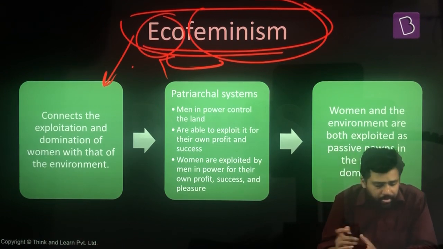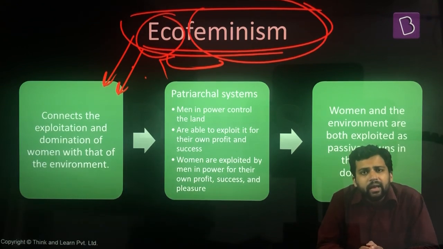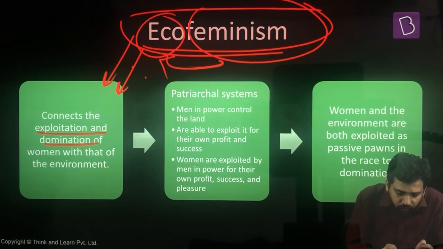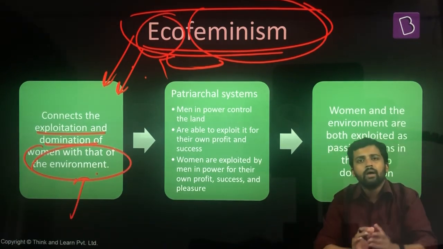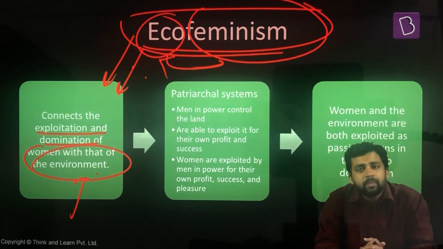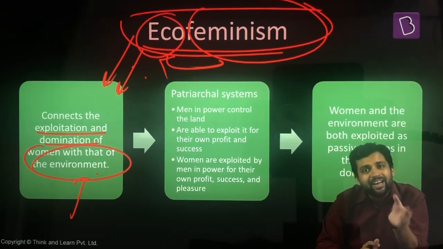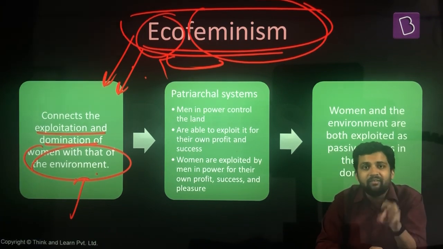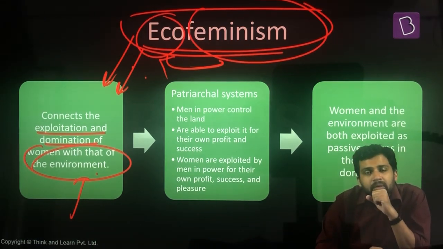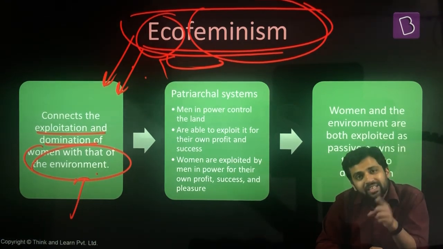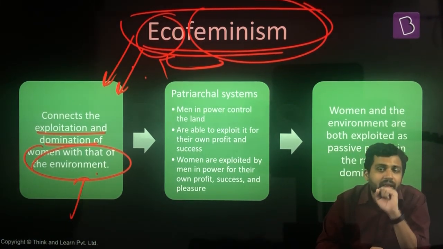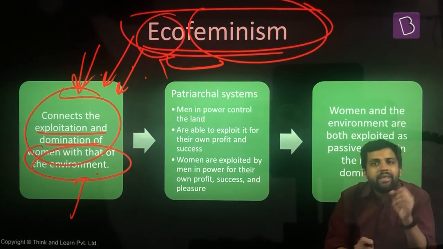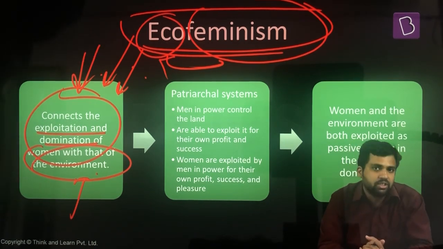Now, ecofeminism, what does it do? Ecofeminism connects the exploitation and domination of women with that of the environment. That means man tries to exploit environmental resources. Man has been trying to dominate the environment. He's trying to control the environment. Man is also doing the same with women. He tries to exploit women. He tries to dominate women. So ecofeminism tries to understand this connection.